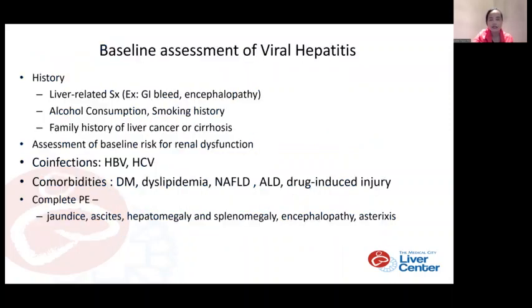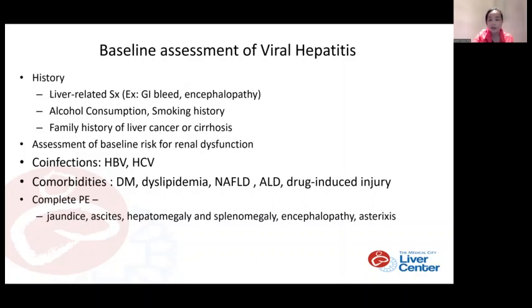So what's the baseline assessment of someone with viral hepatitis? You look at the history. Are there any signs of liver-related symptoms? Did he bleed before, have jaundice, encephalopathy? Does your patient have a high-risk social history? Does he smoke? Or does he or she drink a lot of alcohol?